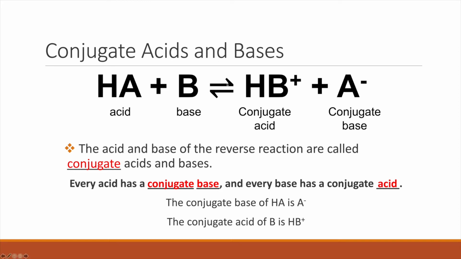Notice how I've switched out that arrow, it is now a double-headed arrow. That's an equilibrium arrow, saying that this reaction can go in both directions. Right? So now every substance involved in this reaction has a title, right? Acid, base, conjugate base.